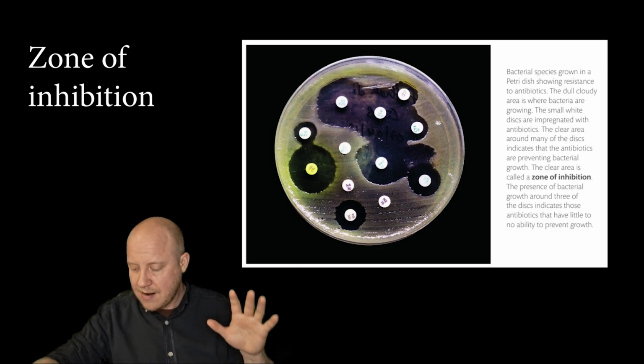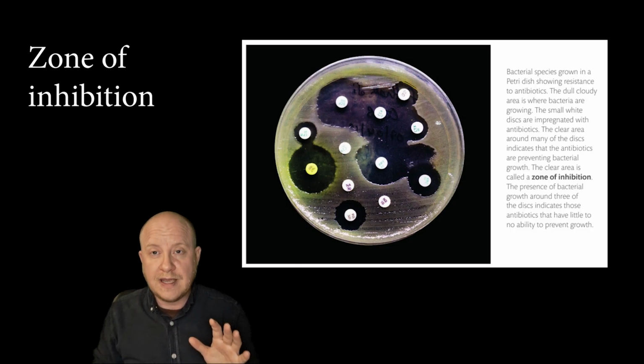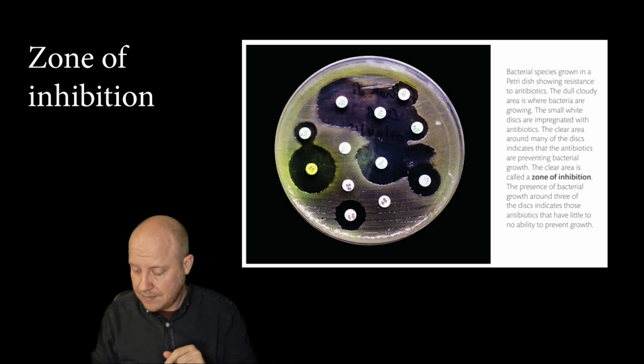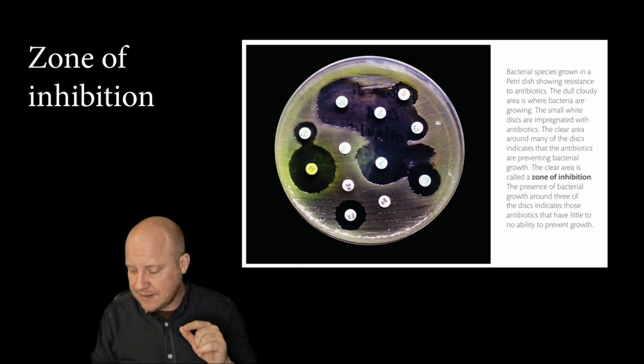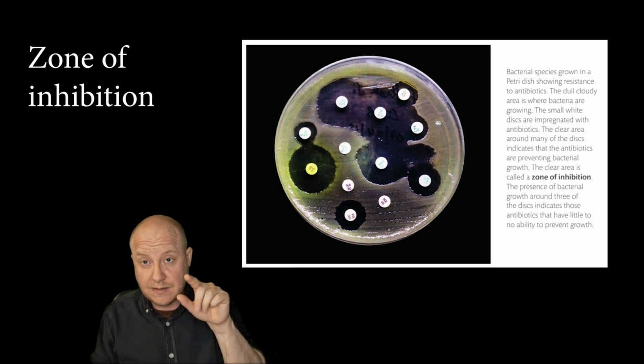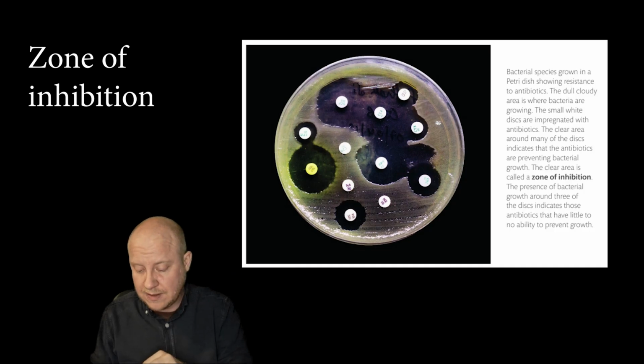The clear area is called a zone of inhibition, bolded term. The presence of bacterial growth around 3 of the discs indicates those antibiotics have little to no ability to prevent growth. Okay, so you see the 3 that don't have any zones of inhibition around them? It means they weren't any good at stopping this bacteria.